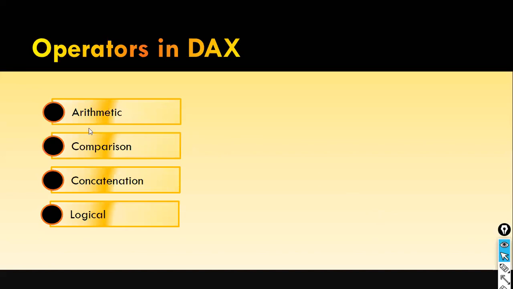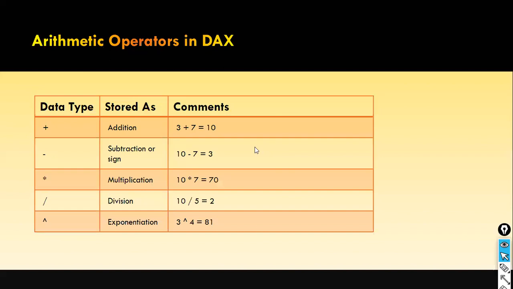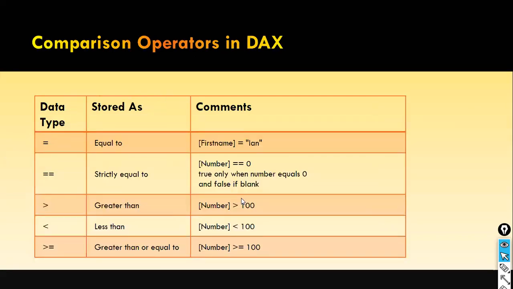And what are the operators? Arithmetic, comparison, like in all programming. These are the operators available. Arithmetic: plus, 3 plus 7, minus, what is minus? Star is multiplication. This is division. This is your exponentiation.